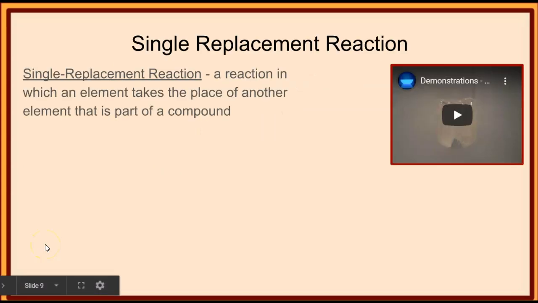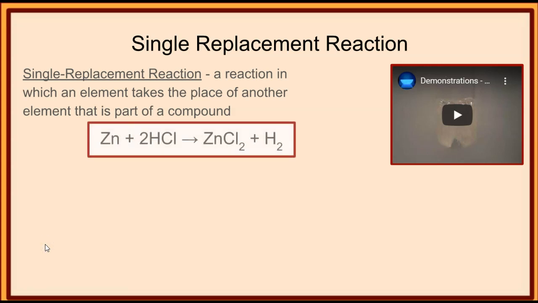In a single replacement reaction, an element takes the place of another element that is part of a compound. Here's an example. Zinc, which is a metal, plus hydrochloric acid will form zinc chloride and hydrogen gas.